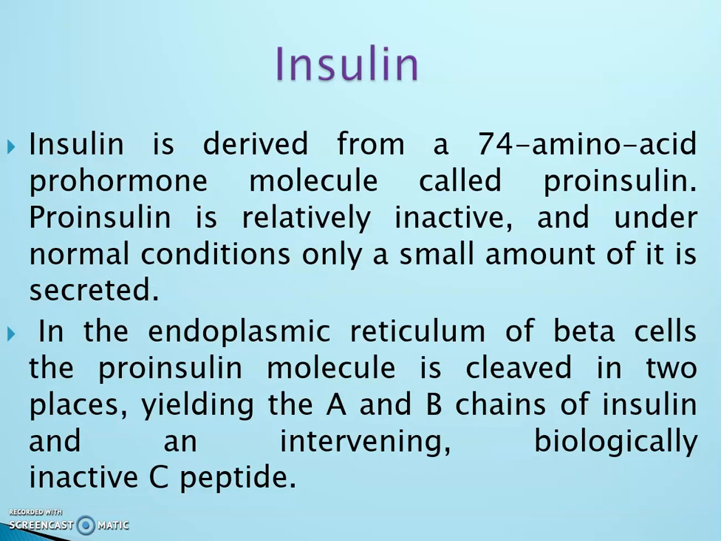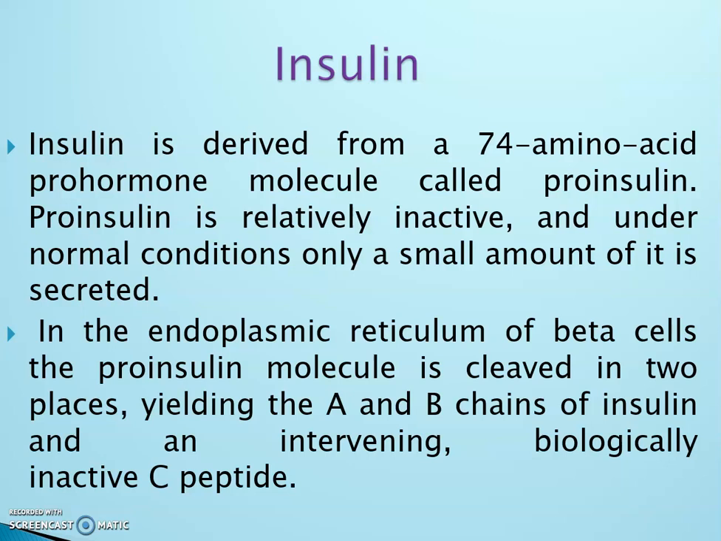So, moving to the structure details. Insulin is actually derived from a prohormone, a 74 amino acid prohormone called proinsulin. Proinsulin is actually inactive in normal conditions. When this proinsulin is carried to the endoplasmic reticulum of the beta cell, it is cleaved into three parts: chain A, chain B, and a chain C, which is an inactive peptide. The A chain and B chain from proinsulin are combined together to form the insulin hormone.